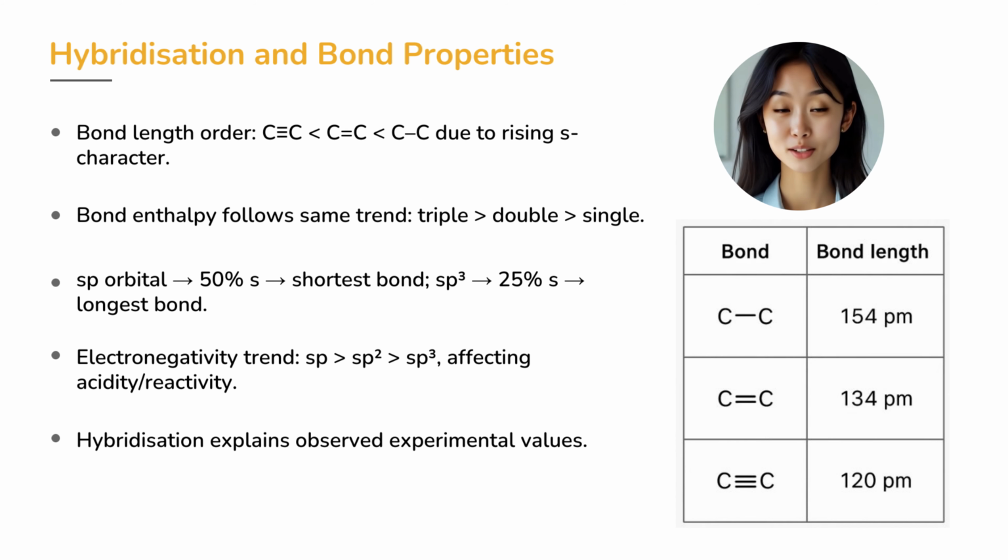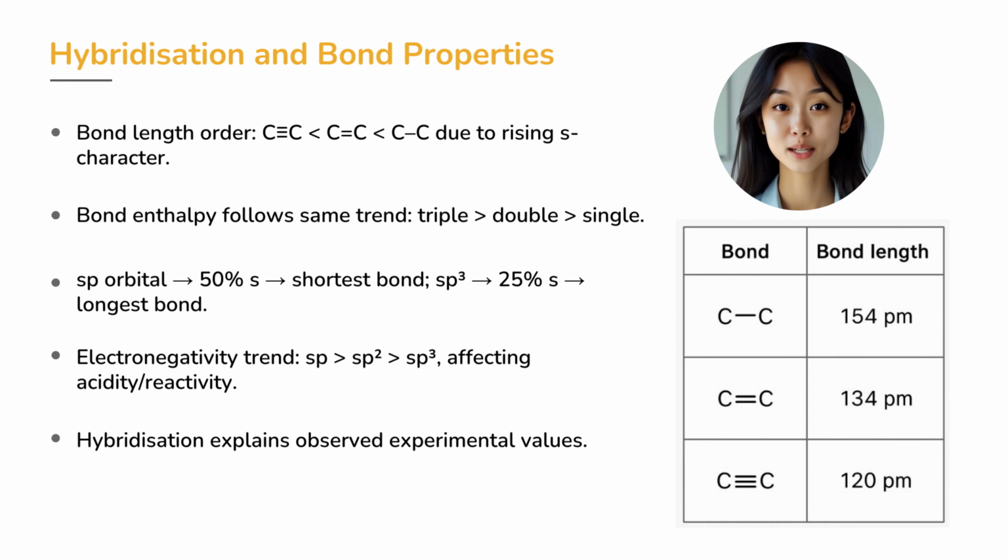Hybridization also explains why bonds differ in strength and length. In a carbon-carbon single bond, written as C-C, the bond length is 154 picometers. In a carbon double bond, written as C=C, the length shrinks to 134 picometers. In a carbon triple bond, written as C≡C, it's shortest, about 120 picometers.